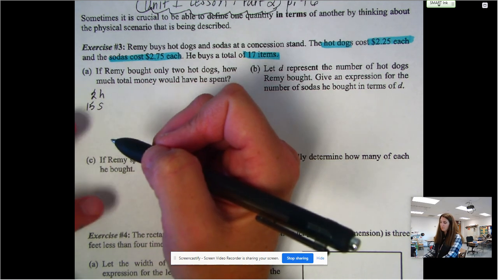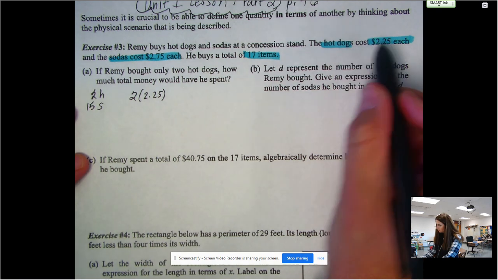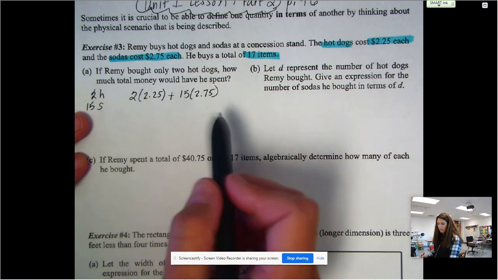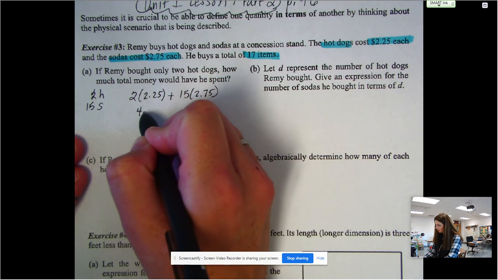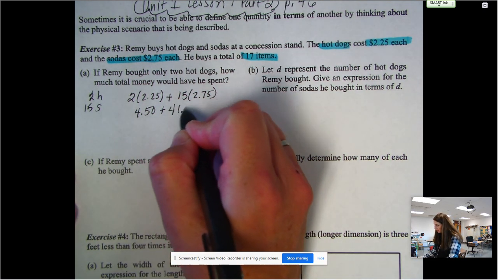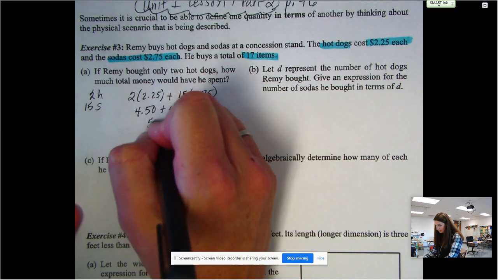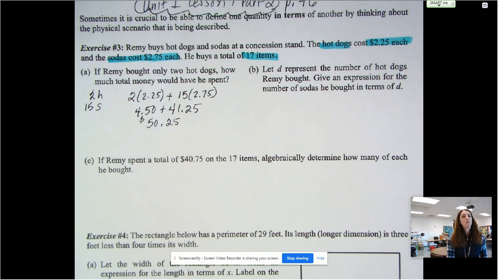Okay, well, let's figure out what that would be. So we would have two hot dogs times $2.25, they each cost $2.25, plus 15 sodas times $2.75. Okay, let's type those in. So we have 2 times $2.25. That's going to give me $4.50 plus 2.75 times 15. That's good. Whoa, that's a lot of money in soda. $41.25 in soda. So adding those two up, we get $50.25. So that's what he would have spent if he had only bought two hot dogs.